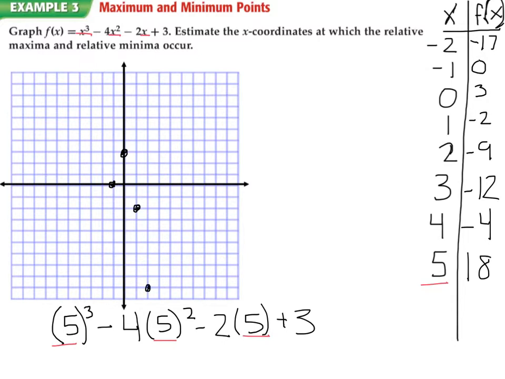We have 3, -12, which is going to be somewhere off of our graph. Somewhere down here. We have 4, -4. And we have 5 all the way up to 18, which is way up off of our graph. So now we can go ahead and graph these.